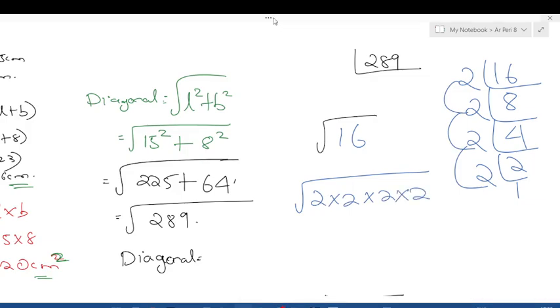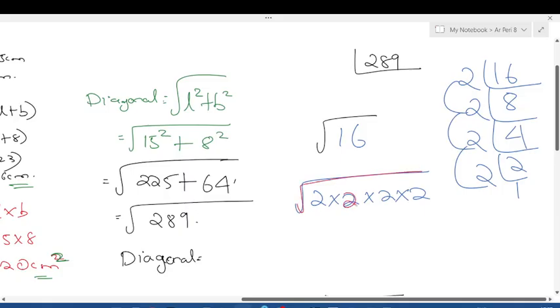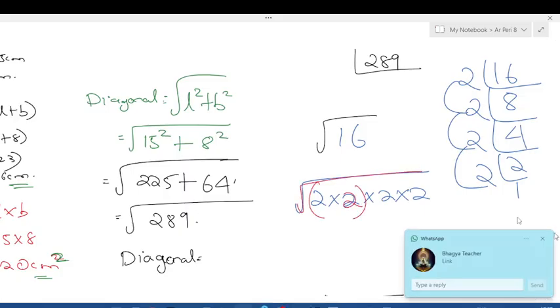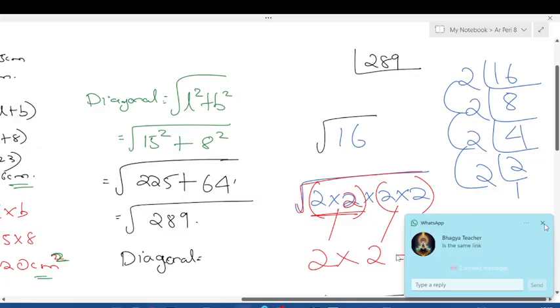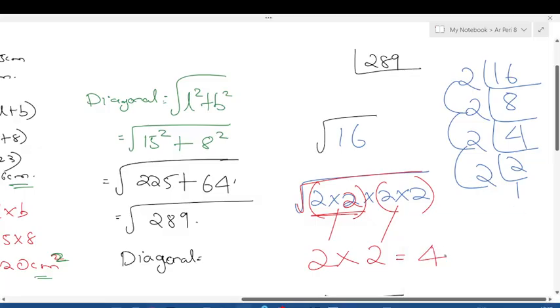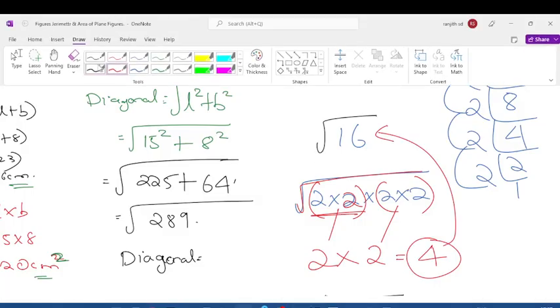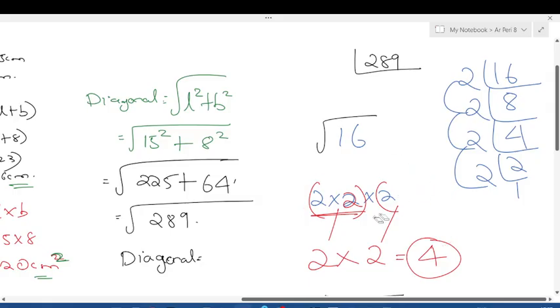4 times. Then if I want to eliminate this square root, how many same numbers do I have to group? I have to group two same numbers. Out of two same numbers, from one group I have to take one value outside, and from the other group I have to take one value. What is 2 twos? This is the answer. What's the answer for square root of 16? 4 is the answer. Group the same number and fine.